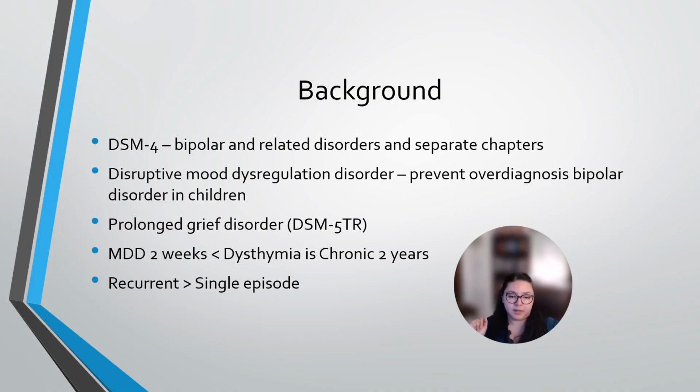MDD is going to be about 2 weeks, whereas persistent depressive disorder, otherwise known as dysthymia, is about 2 years for adults and 1 year for children. So that's when you're going to see the chronic experience, a more prolonged time frame. Recurrent episodes are more frequent than single episodes for MDD. In the DSM-5 it was included rather than presented as in the DSM-4, but became an official diagnosis for DSM-5.